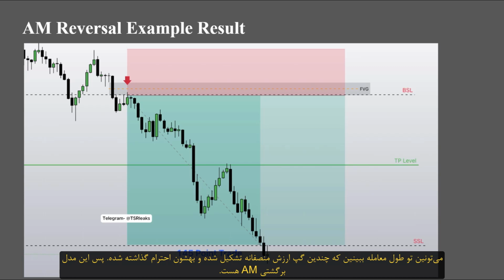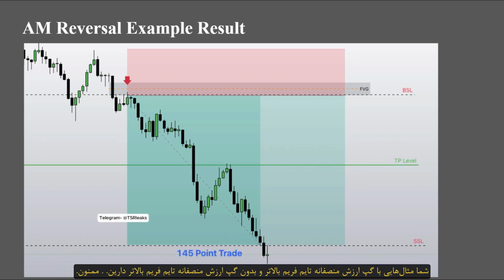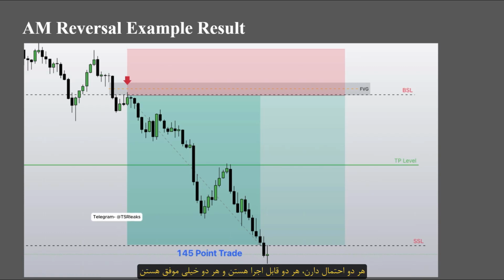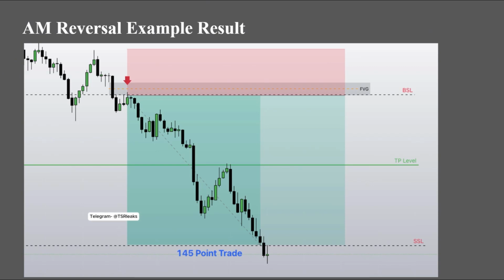So that is the AM reversal model. You have examples with the higher time frame fair value gap and without the higher time frame fair value gap. Both are probable, both are applicable, and both are highly successful. So thank you.